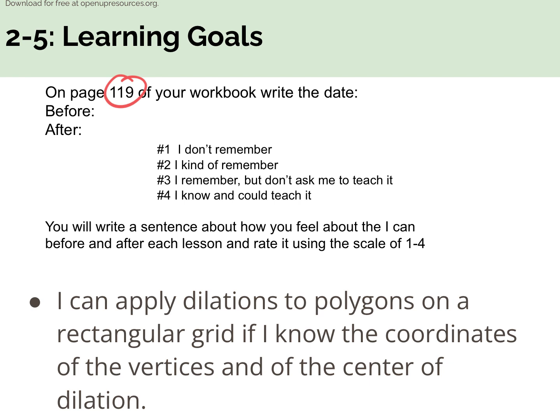So 1, I don't remember. 2, I kind of remember it. 3, I do remember it. 4, I can teach it to my friend. So go ahead and go through that. And also give your sentence about that number, how you feel about how this goes.